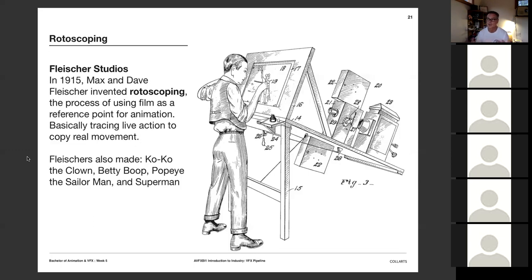When you see rotoscoped animation, it's got this slightly strange look to it. Real animators, we're such snobs. We go, oh my God, that's rotoscoped, that's terrible. There were a lot of people who used to love rotoscoping when I was at uni, and we'd just go, oh no, that's awful. It's a dirty word.